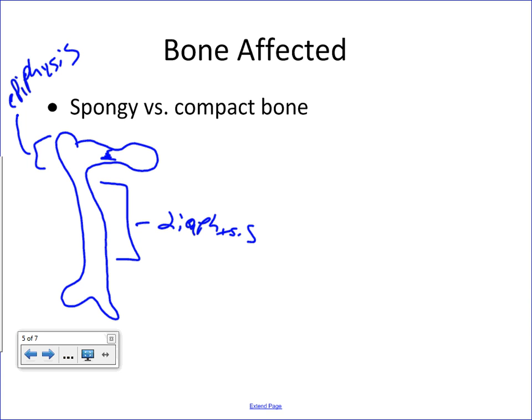And remember, the diaphysis is the shaft of the bone. The epiphyses are the enlarged ends. Within these enlarged ends, they're filled with spongy bone. And then in the diaphysis, this is where you find the compact bone.